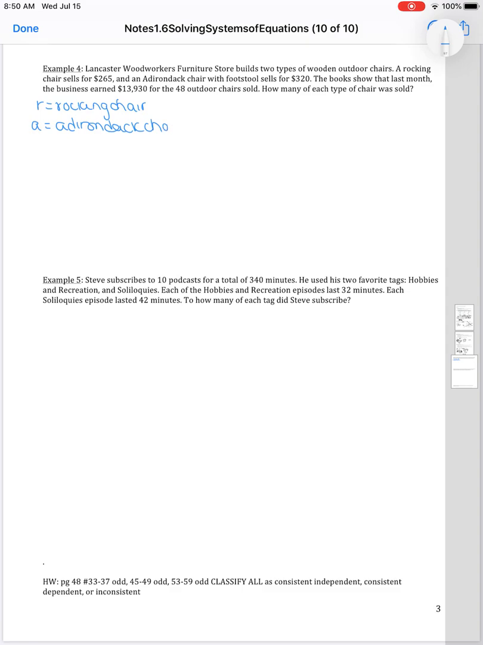So first we need variables. So R is going to be our rocking chair. And let's say we use A for our Adirondack. So we know that they sold 48. So A plus R, the number of Adirondack and rocking chairs added together, equals 48.